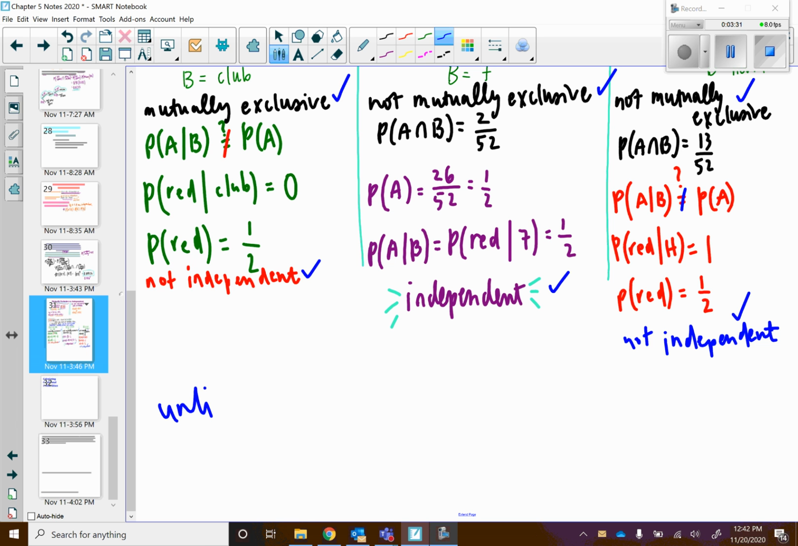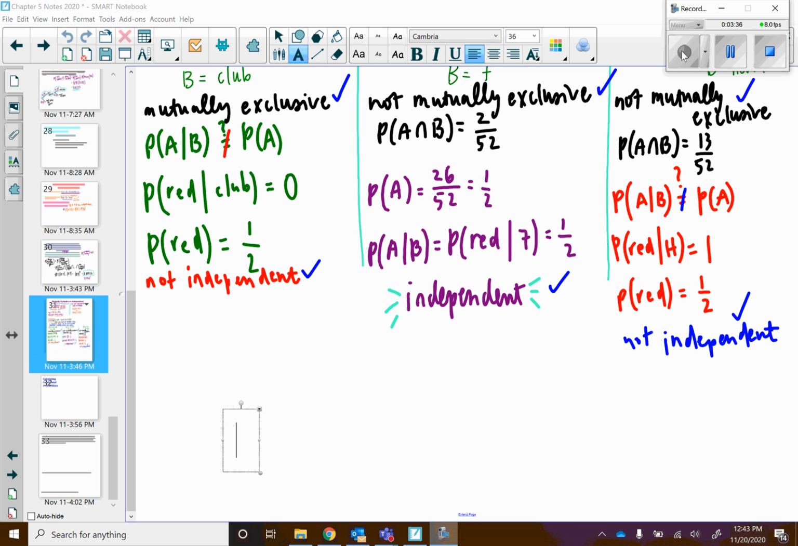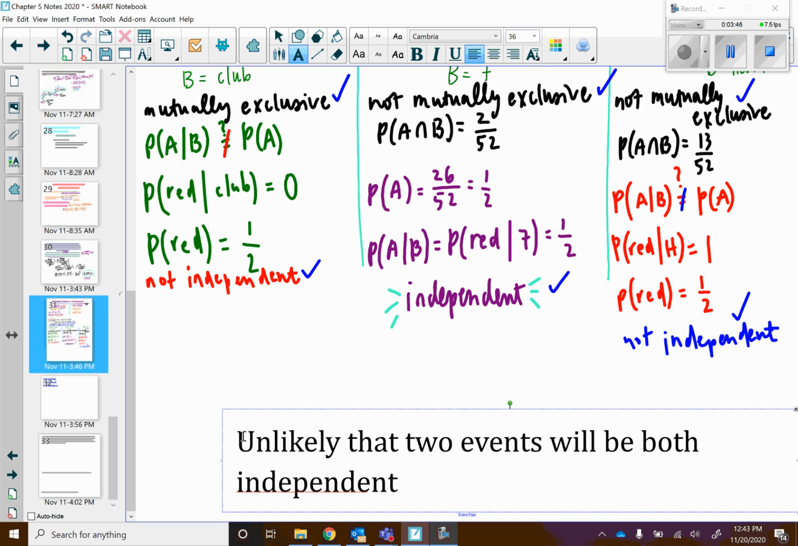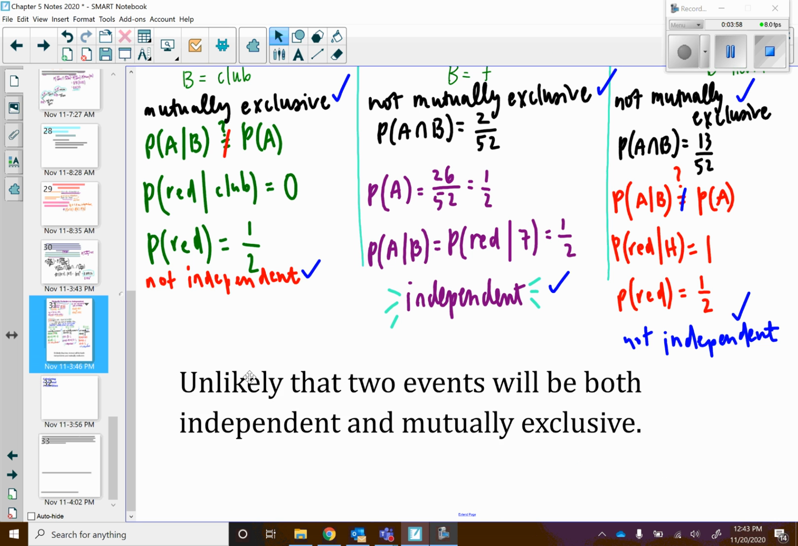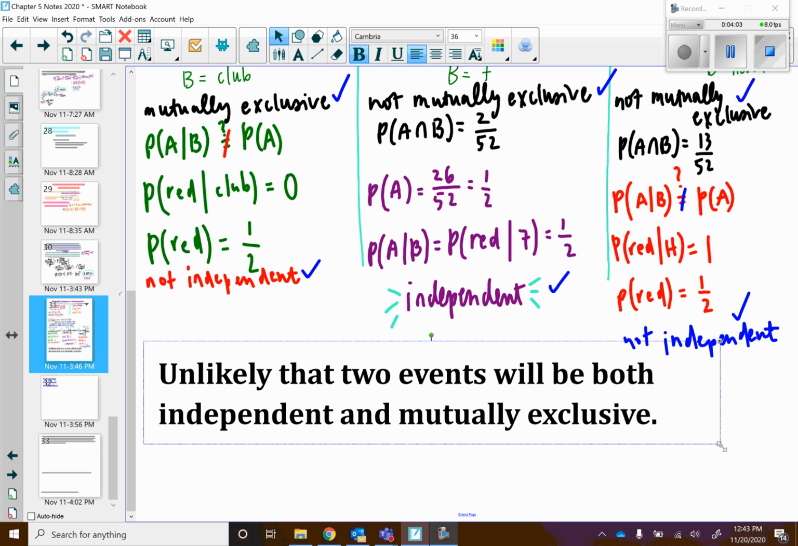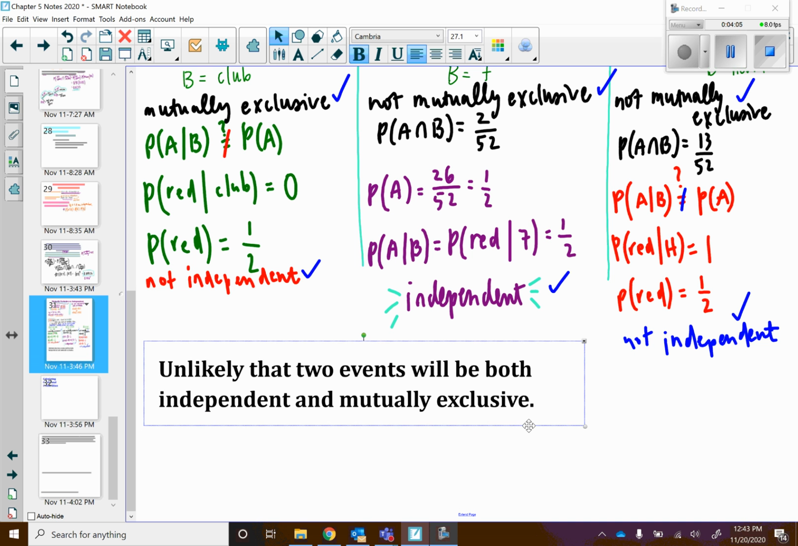It is unlikely that 2 events will be both independent and mutually exclusive. This is because in order for this to happen, the probability of one of the events would have to be 0, and realistically, we're not going to look at any events that have no likelihood of happening.